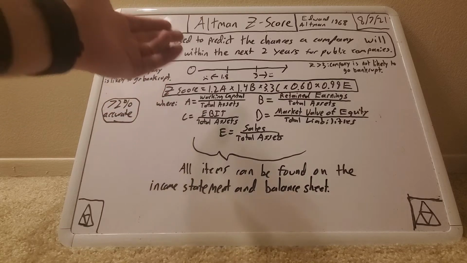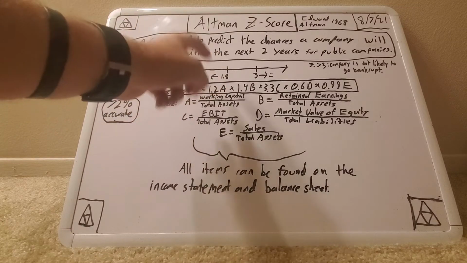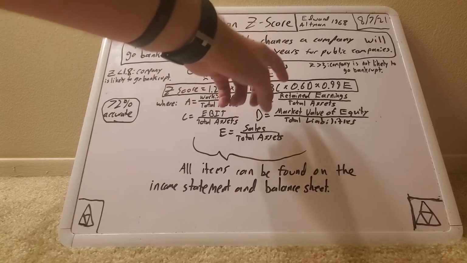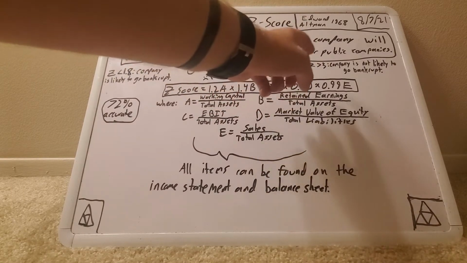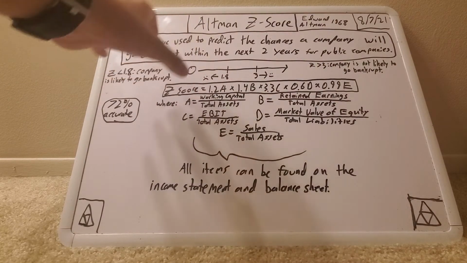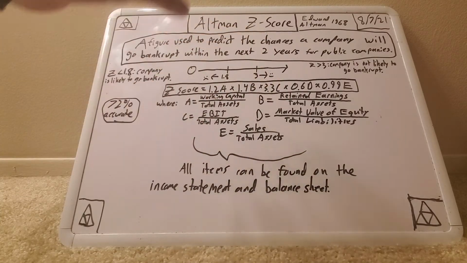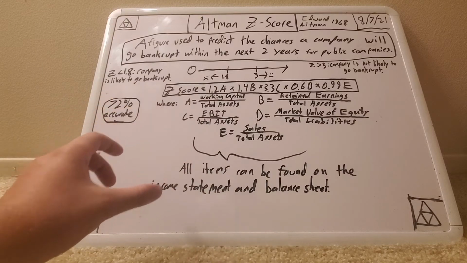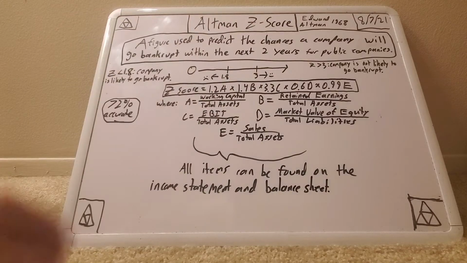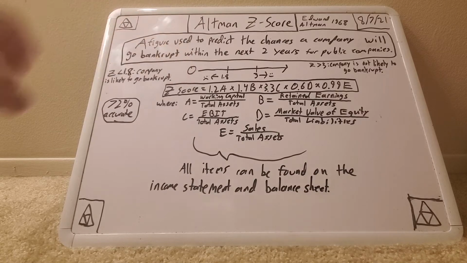So the z-score equals 1.2A. We'll get to each of the letterings momentarily. So it's 1.2A plus 1.4B plus 3.3C plus 0.6D plus 0.99E. So all of the constants here are going to be attached with a variable, and we'll go through each one of the variables. They're all going to be ratios that are all items found on either the income statement or balance sheet. So that's why this would apply to public companies, because you will need the income statement and balance sheet to complete all of these equations.